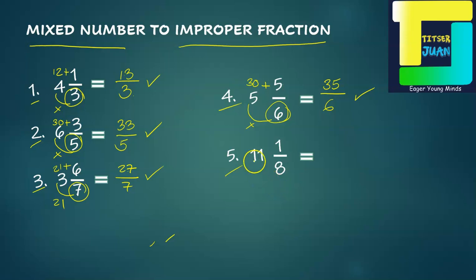Number 5 naman tayo. Same pa rin. Multiply the whole number and the denominator. And that is just 11 times 8. And that is 88. Pagkatapos, let us add that 1 to the numerator na 1. So that is 88 plus 1. Magiging 89. Okay? And then, let us just copy the denominator 8. So your answer now is 89 over 8.